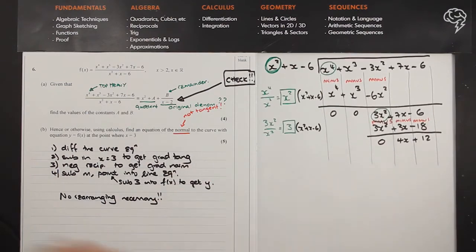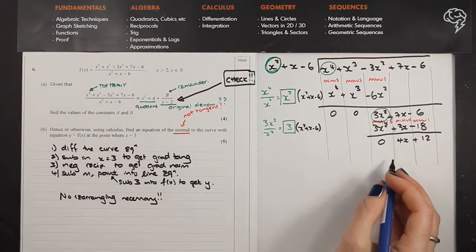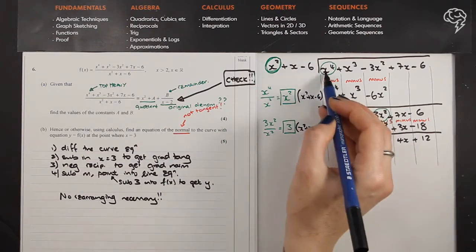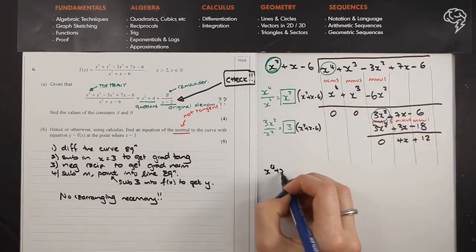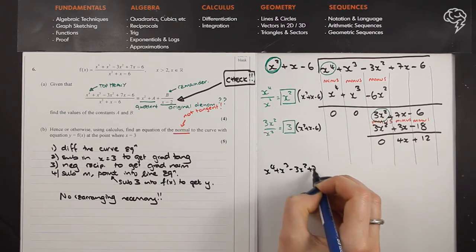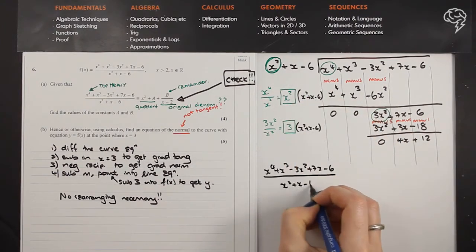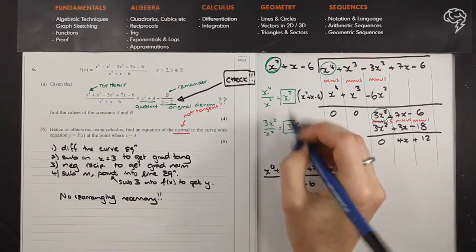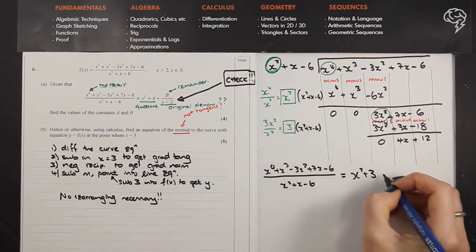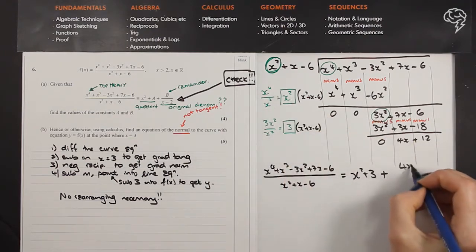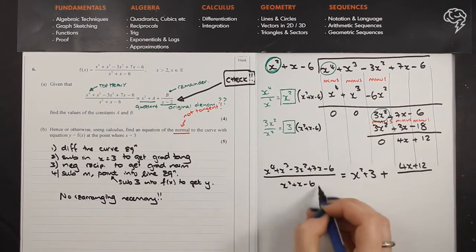Okay. Now, very, very important. Let's write down what we think we've found. We think that this divided by this is the same as this, with a remainder of this still over this.